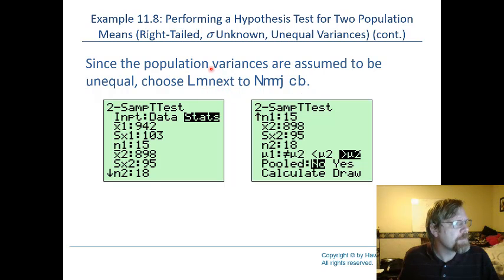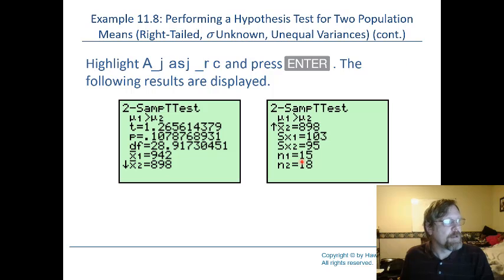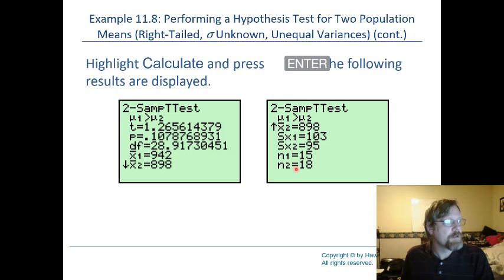Looks like we've got something going on here with the fonts again. They must use a special font for the calculator input here. So what this bit of gobbledygook is saying is that they've got an option to pool or not pool your variances, and we're telling it not to. Then highlight calculate and press enter, and it gives these results.